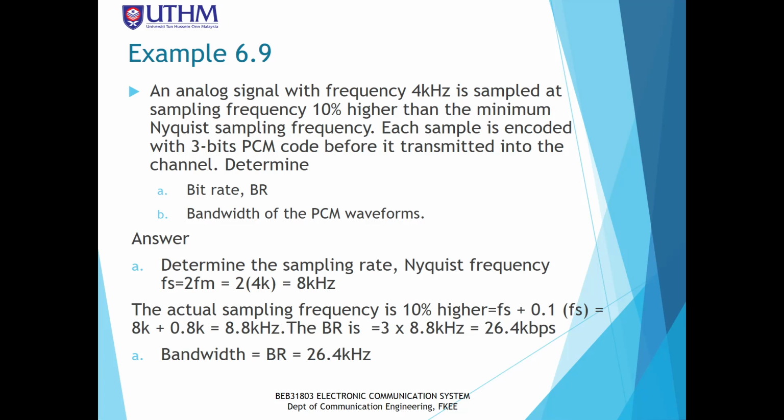And then this one. A question like this has come out in the final exam in several past semesters. Okay. The question is roughly like this, regarding these 3 parameters. So example 6.9, an analog signal with a frequency of 4 kHz is sampled at a sampling frequency 10% higher than the minimum Nyquist sampling frequency. Each sample is encoded using 3-bit PCM code before it is transmitted into the channel. Determine the following.